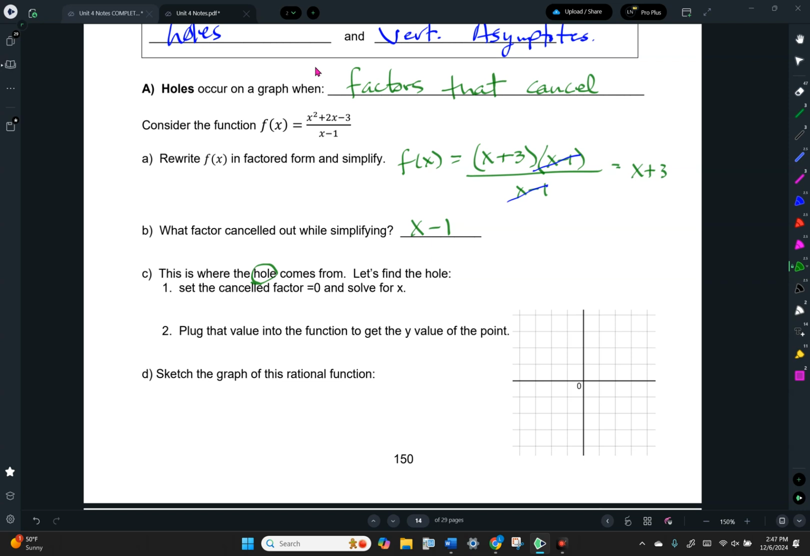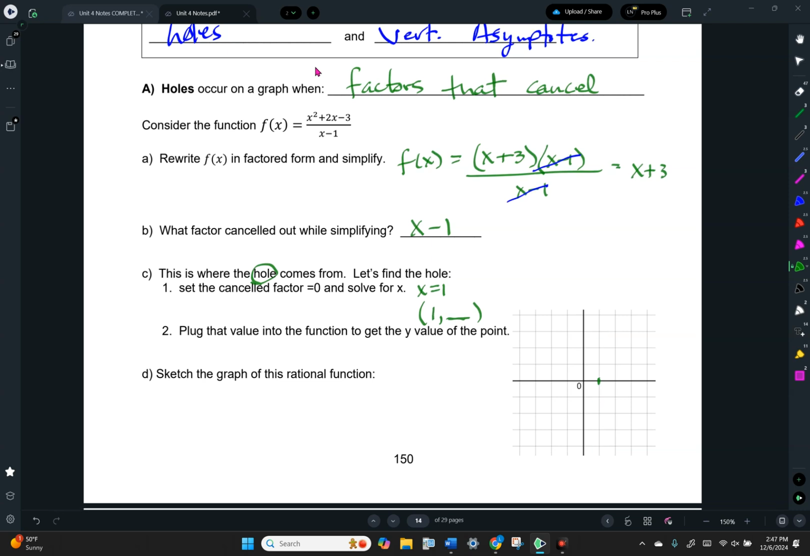So the graph has a hole when x equals 1, but if there's a hole when x equals 1, I kind of need to know what the y value is to know where the hole is, because here's where x equals 1. Is the hole up here? Is the hole down here? Where is that hole? So I need to know what the y value is.